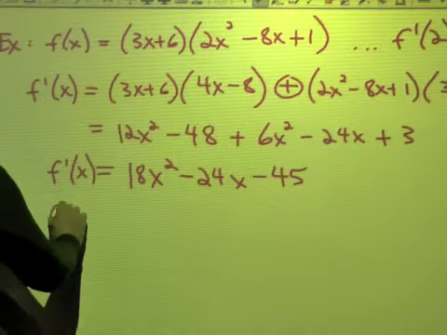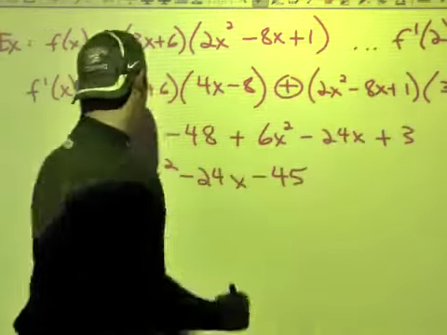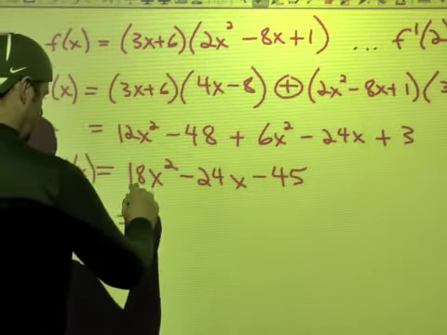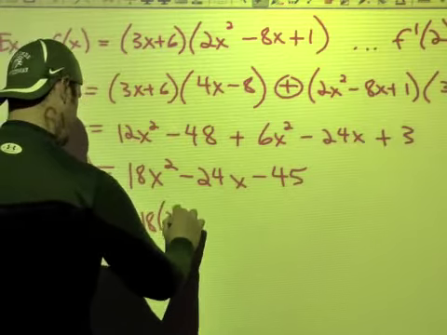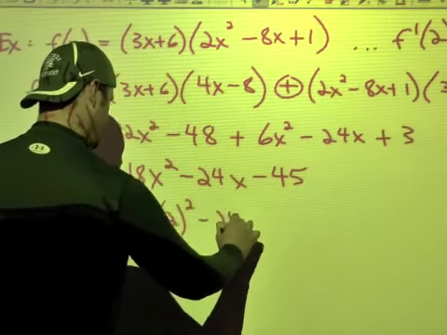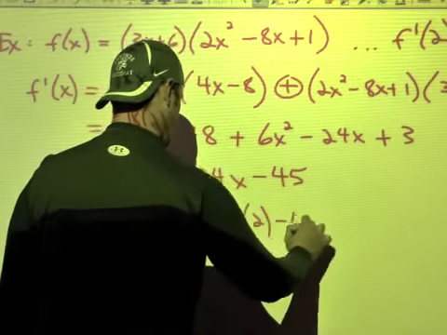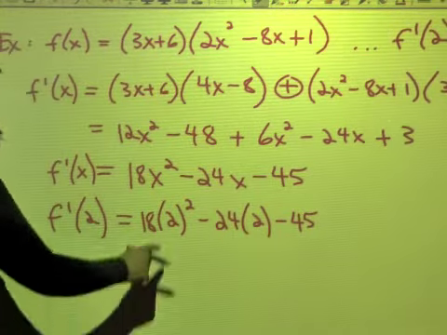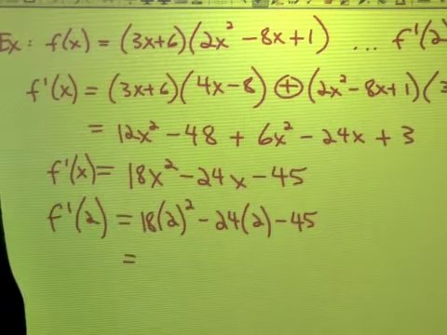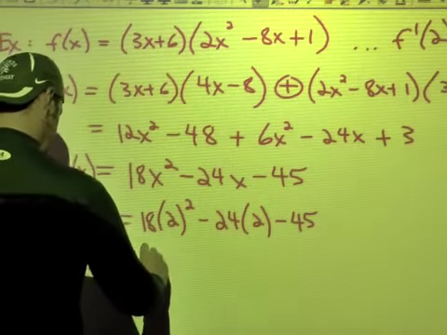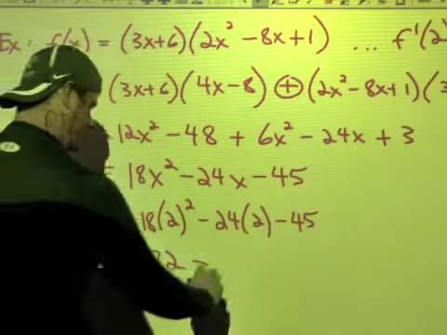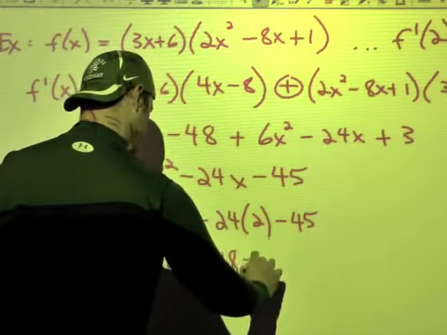Okay? So then the last step, since we were trying to find f prime of 2, is to plug in the 2. So we get 18 times 2 squared minus 24 times 2 minus 45. And I even think I can do this with a calculator, maybe. So 2 squared is 4. 4 times 18 is 72. Minus 24 times 2 is 48. Minus 45.